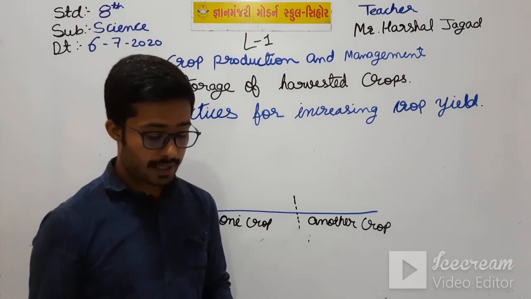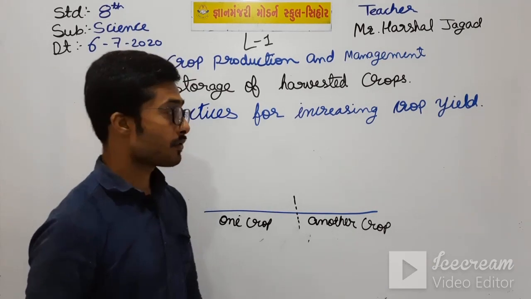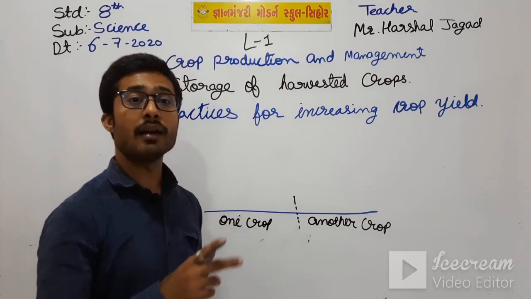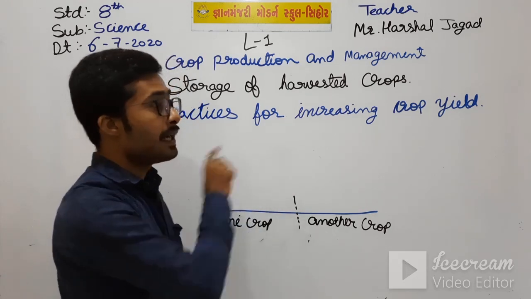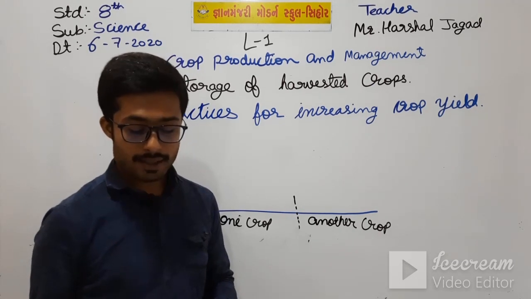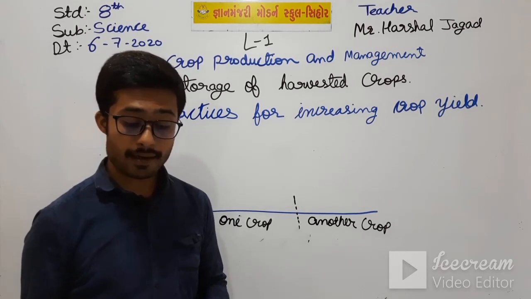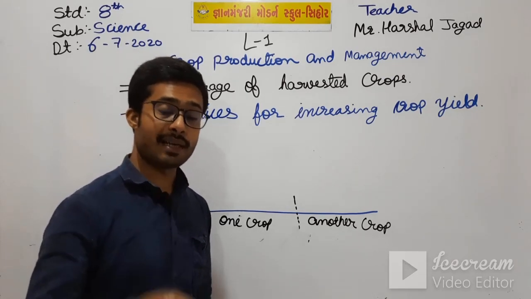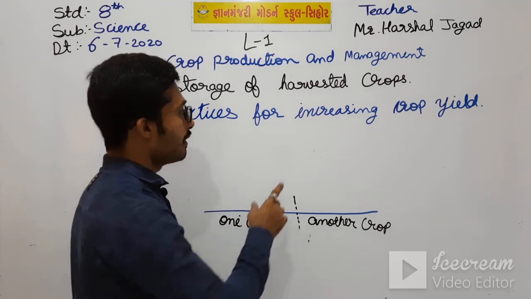Leguminous plants have special roots with small bud-like structures called nodules. I told you about nodules in our previous chapter on microorganisms, where we saw the nitrogen cycle. So what is the main thing about nodules? Let me read. The nodules contain a special bacterium that converts nitrogen of air into nitrogen compounds. I told you this in the previous chapter about the special bacteria called rhizobium.